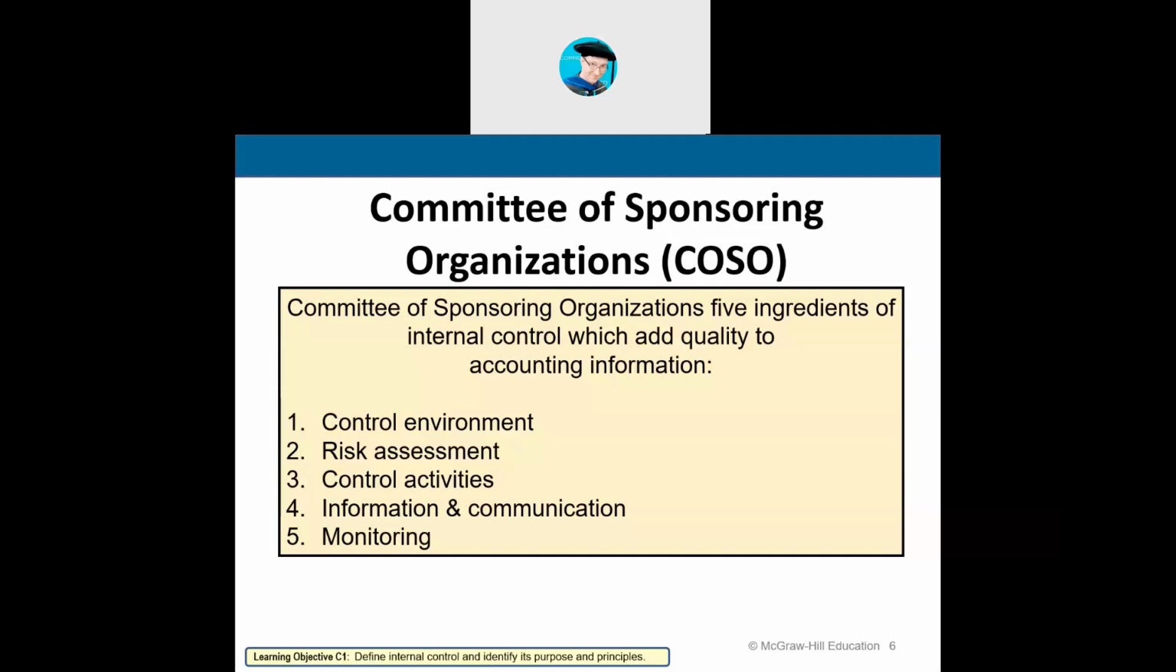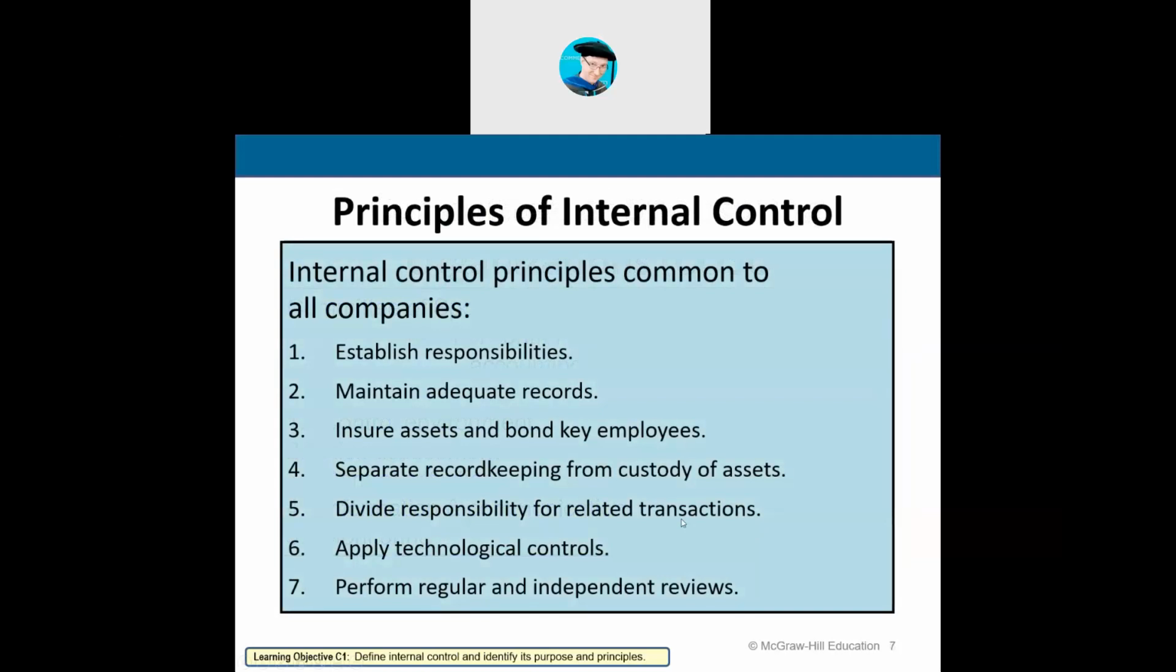And the fifth part of the framework is monitoring. We monitor all of the actions taken within the company. And all of these things together establish a framework for internal controls to mitigate fraud.